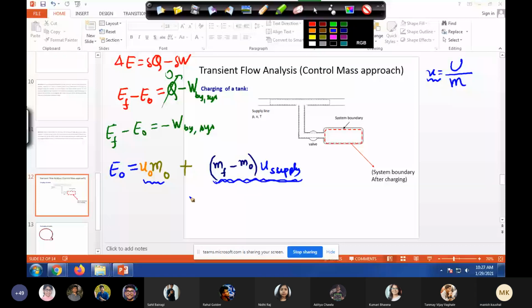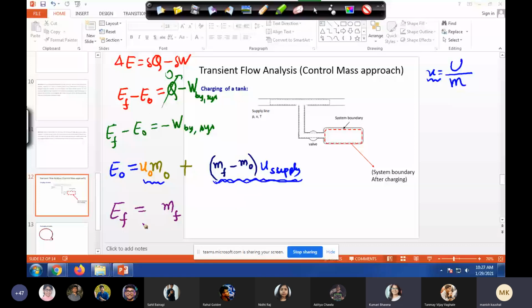Fine. So E naught is U naught M naught plus (MF minus M naught) U supply. Now write down E final. Let's see who will help us. So E final, anyone? What is the final mass? MF. And what should we multiply it with? Final specific internal energy, so UF.